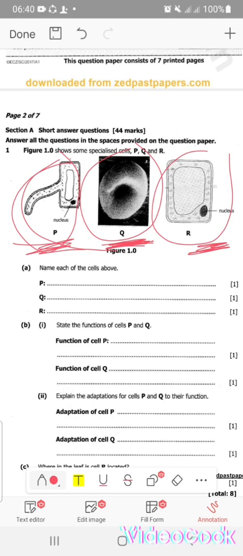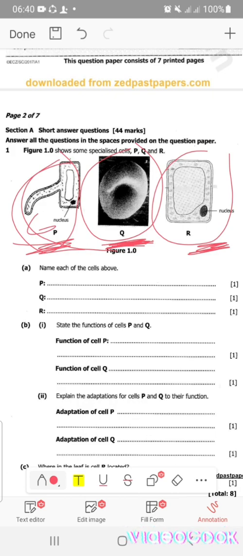State the functions of cells P and Q. Cell P, we said that's a root hair cell, which is used to absorb water and mineral salts from the soil. So cell P, the root hair cell, is used to absorb water and mineral salts from the soil.